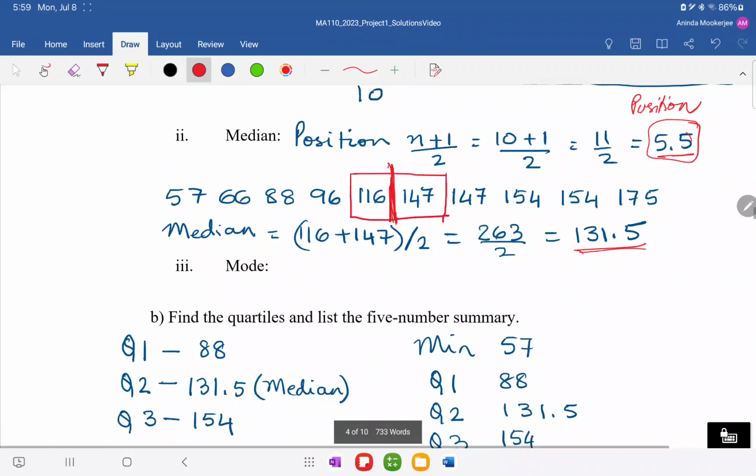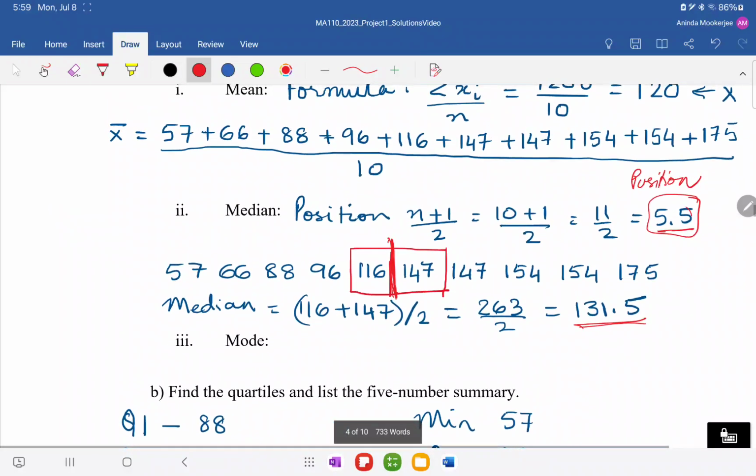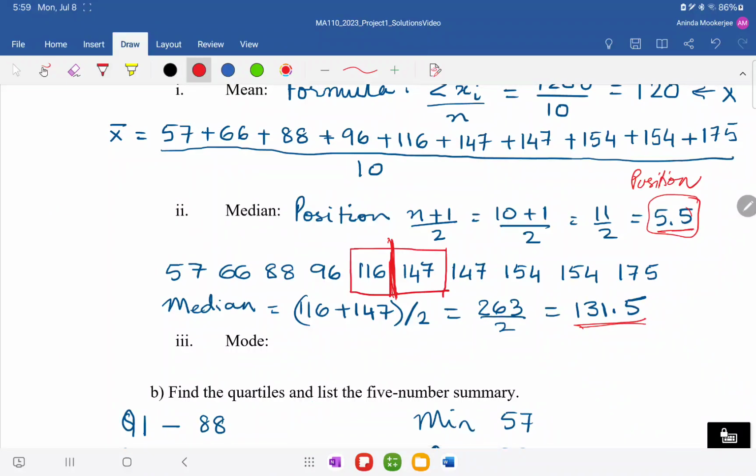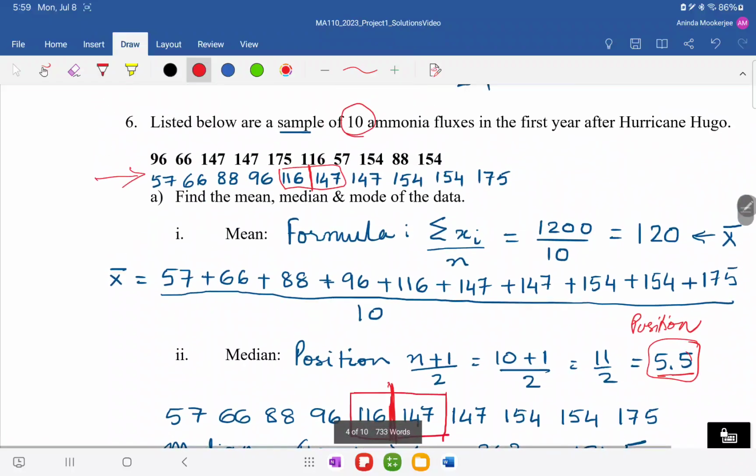And then it's asking for the mode. The mode is the most frequently occurring value in the data set. So let's look at which one is the most frequently occurring value. So 57, these occur only once. Up to 116, everything occurs once. Then we have 147 occurring twice, correct?